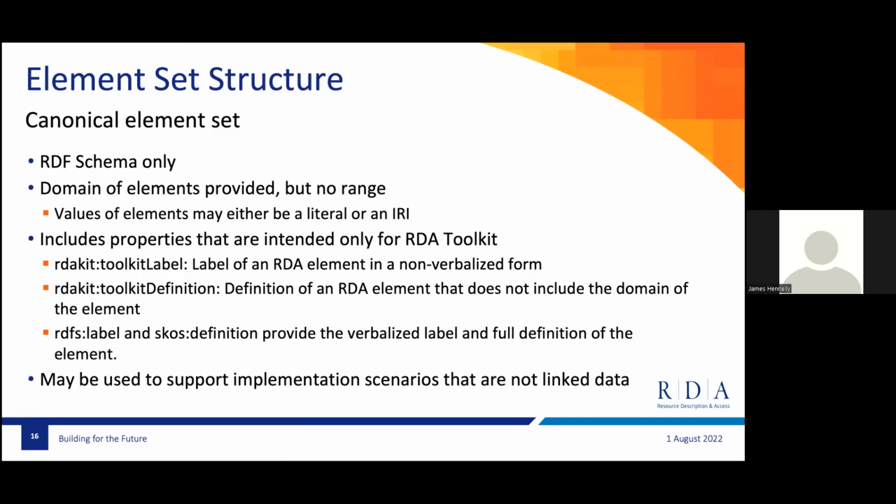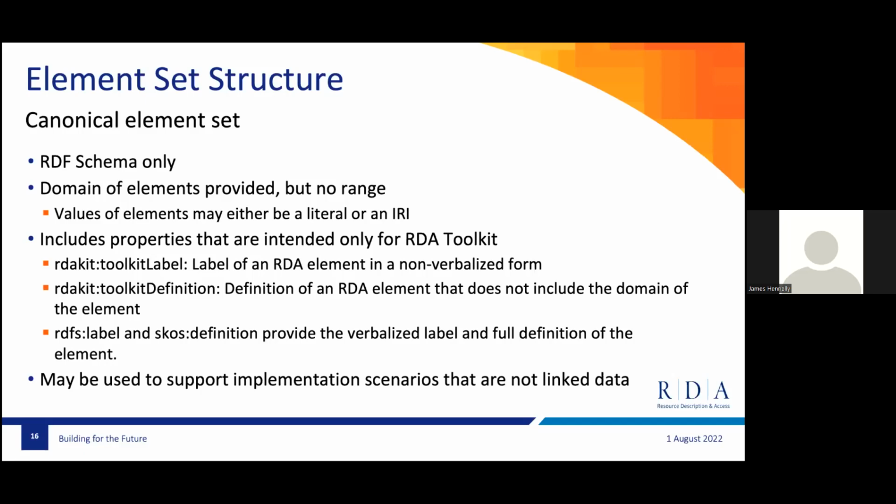The canonical element set also includes properties that are intended only for RDA Toolkit. So that's things like toolkit label, which is the label of the RDA element in a non-verbalized form. The toolkit definition, which is the definition of the RDA element that does not include the domain of the element. So what we mean by that is that the definition in Toolkit usually only is talking about the range of that particular element. In the regular SKOS definition, we say exactly what the relationship is, that it's relating one RDA entity to another RDA entity.